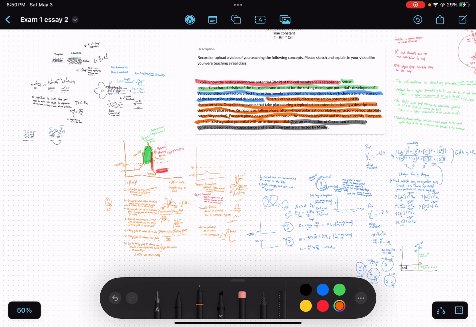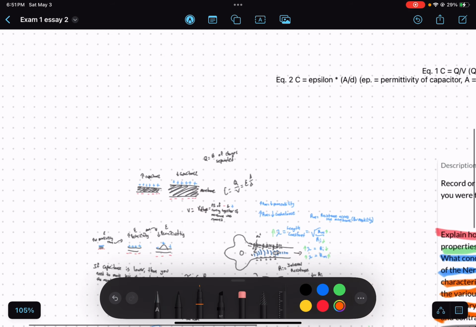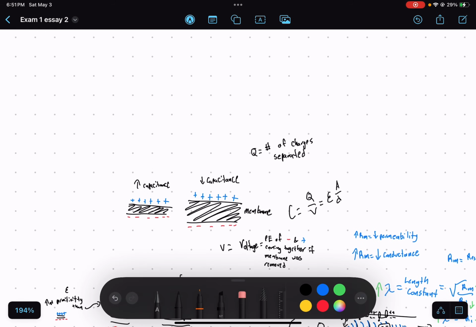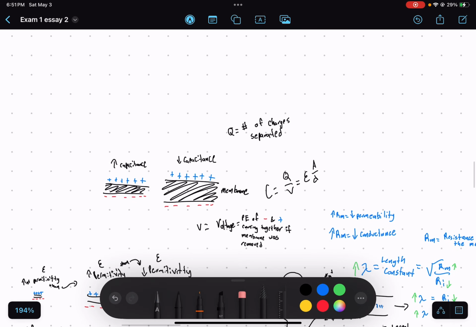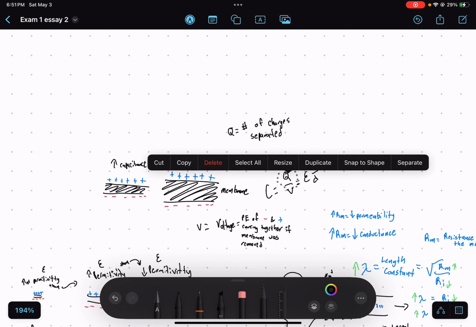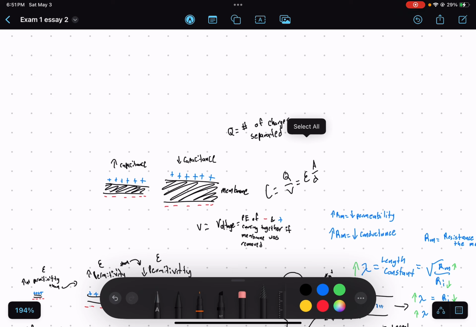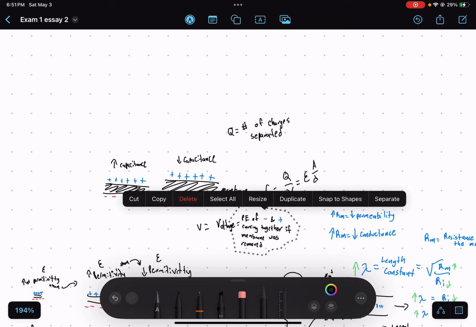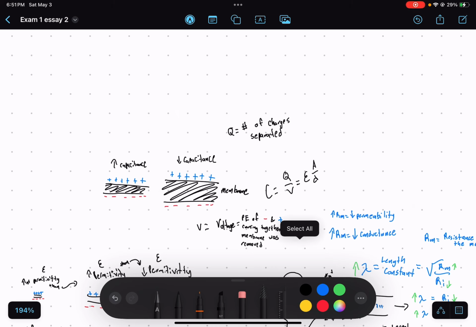All right, next thing we have up is give an explanation of capacitance and length constant. Describe how capacitance and length constant are affected by myelin. So let's first go into capacitance here. I drew the equation of capacitance, which is capacitance is equal to Q over V, where Q is the number of charges separated, such as over here we have 6 negative charges, 6 positive charges, over V. V is equal to the potential energy of negative and positive charges coming together if the membrane was removed.